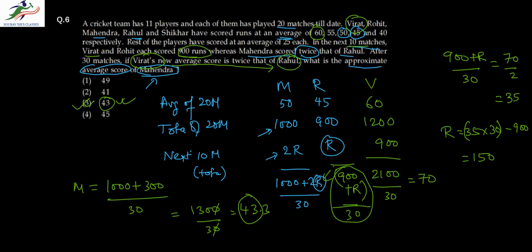So we really didn't need the score of Rohit or Shikhar or any of the other players, but their scores are given just to confuse you. So you have to be very careful of what is being asked. So start from what is being asked and then work backwards to see the links that will help you solve this kind of problem very quickly.